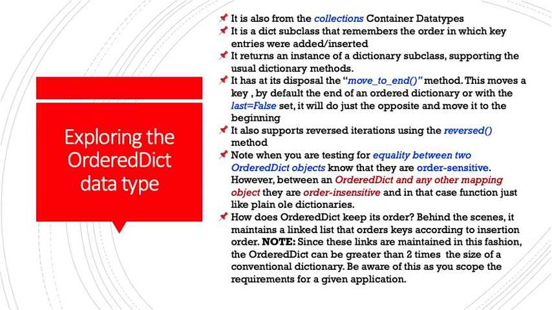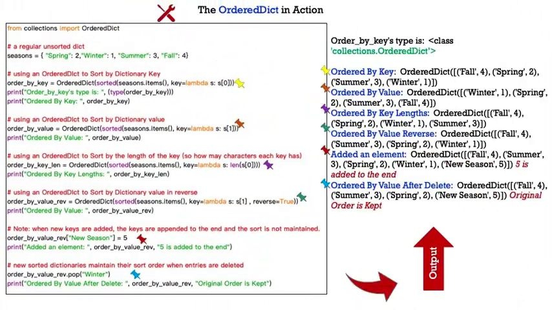How does OrderedDict keep its order? Behind the scenes, it maintains a linked list that orders keys according to insertion order. Note then, since these links are maintained in this fashion, the OrderedDict can be greater than 2 times the size of a conventional dictionary. There's a lot going on there. So be aware of this as you scope the requirements for a given application. So let's see the OrderedDict in action.